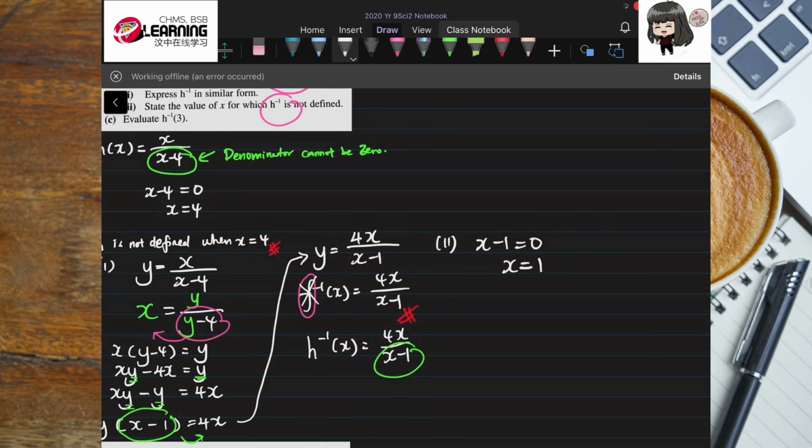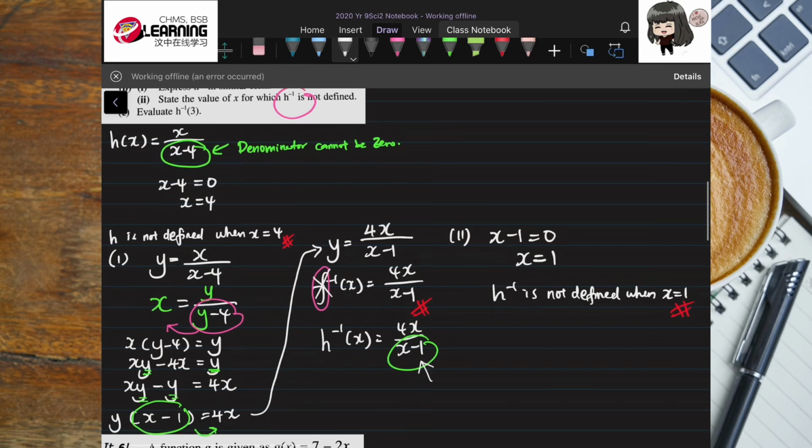Meaning to say that your h inverse is not defined when x equals 1. See again, you sub in 1 into your expression. What will happen? 1 minus 1 here will become 0, and any number divided by 0 will be undefined.